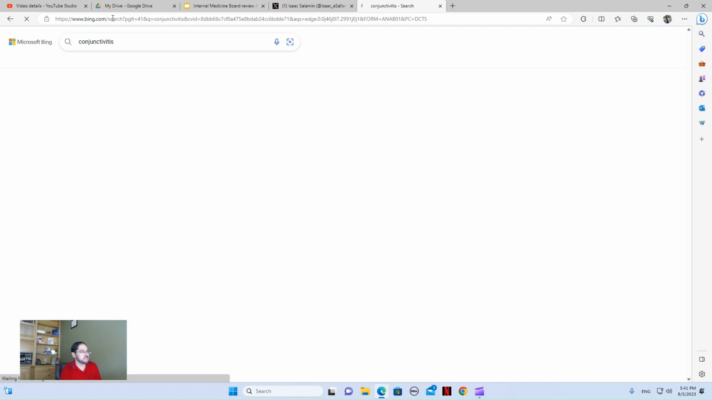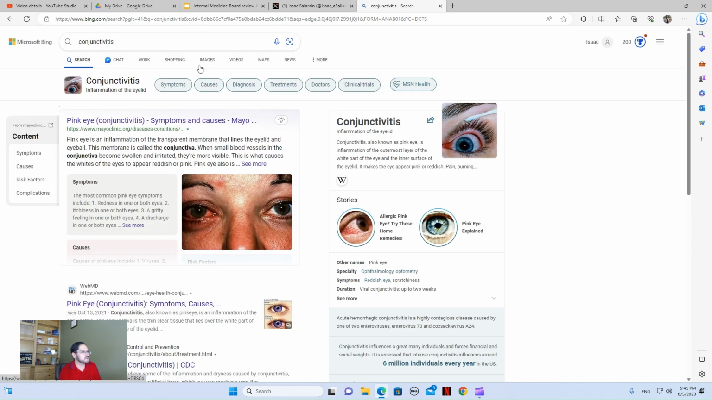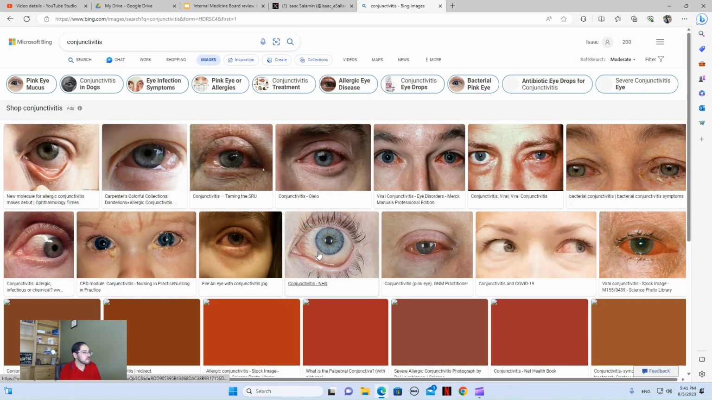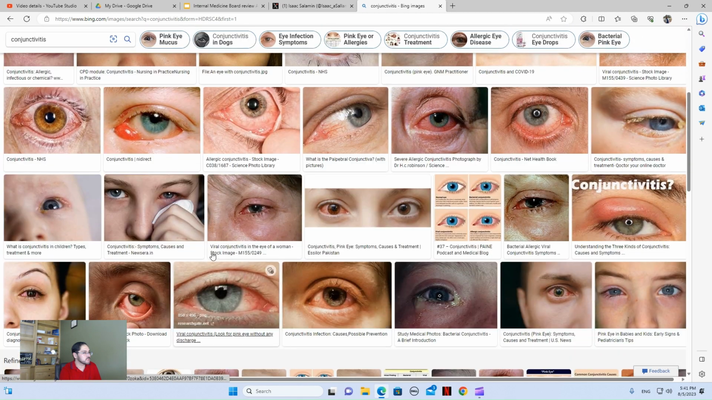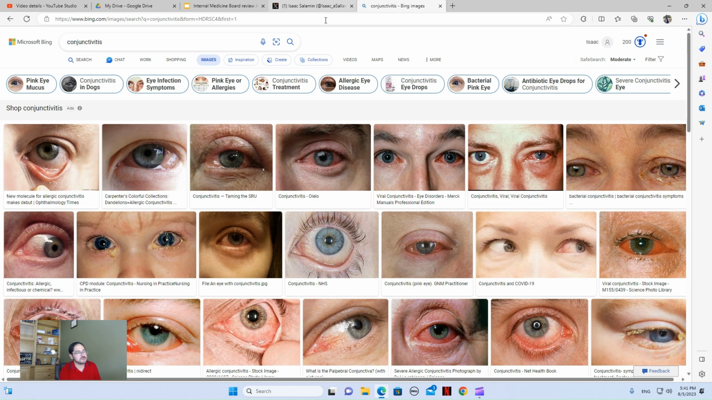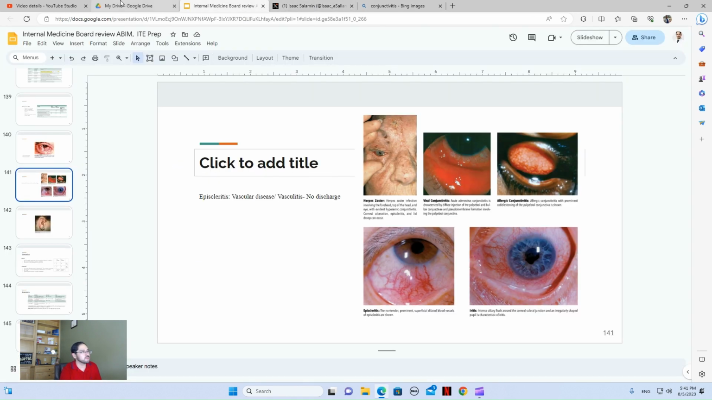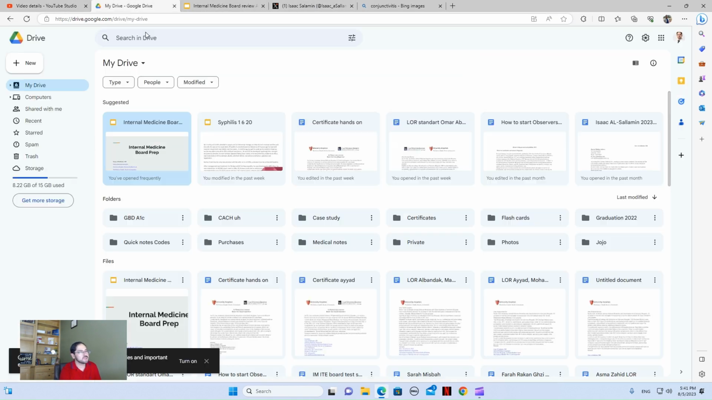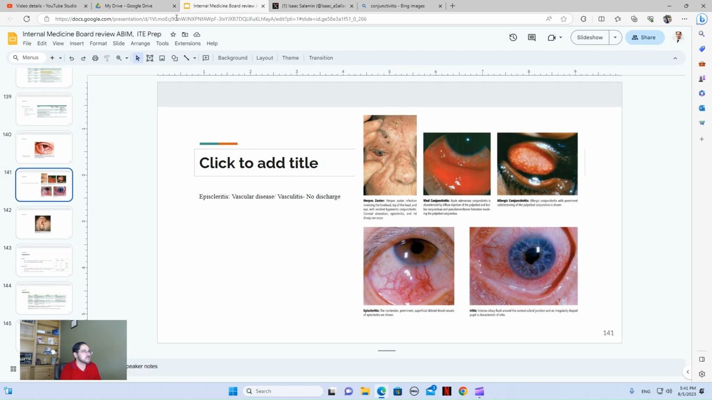on ACP, MKSAP, or MKSAP Basics. So you can look at the images and understand, because if you know those photos it will help you save time on the test. You just click there and that's it. That's what I'm looking for. And yes, you got the diagnosis. You don't need to dig deep.